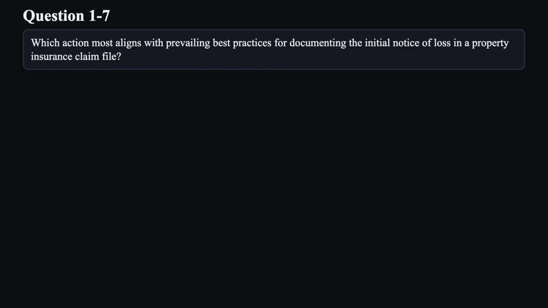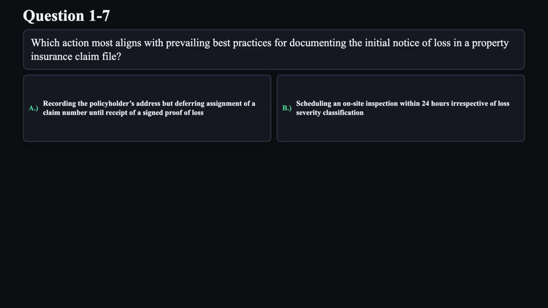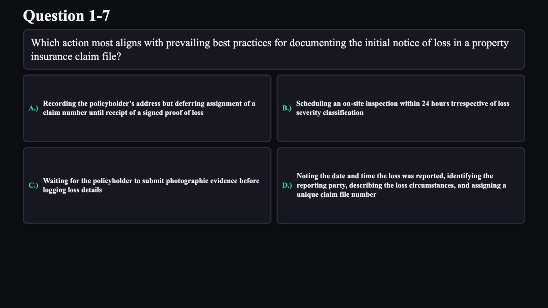Question 7. Which action most aligns with prevailing best practices for documenting the initial notice of loss in a property insurance claim file? A. Recording the policyholder's address but deferring assignment of a claim number until receipt of a signed proof of loss. B. Scheduling an on-site inspection within 24 hours irrespective of loss severity classification. C. Waiting for the policyholder to submit photographic evidence before logging loss details. D. Noting the date and time the loss was reported, identifying the reporting party, describing the loss circumstances, and assigning a unique claim file number.